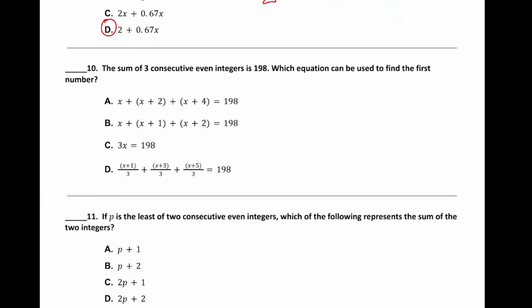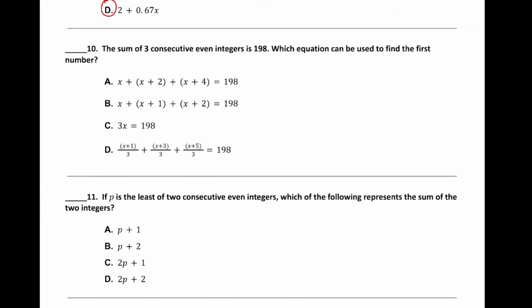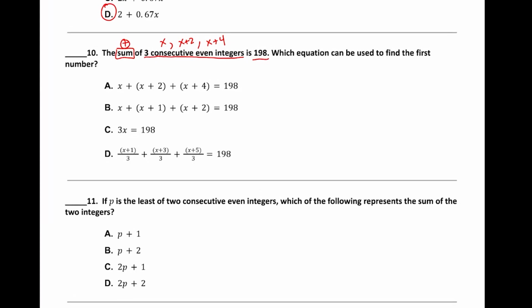Number 10 says the sum of 3 consecutive integers is 198. A sum is where you are adding up the 3 numbers. Okay, 3 consecutive even integers are going to be x, x plus 2, and x plus 4, where each number is 2 more than the last one. And then the sum is 198. So our answer here is A.